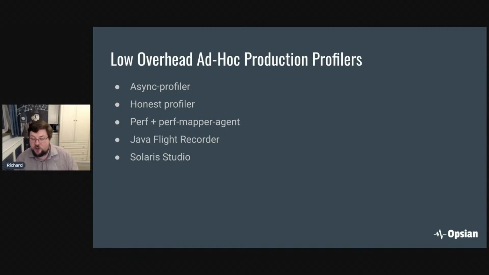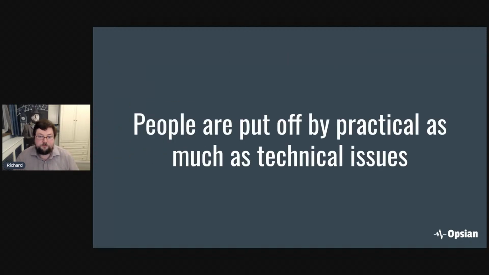There are low overhead open source profilers like Async Profiler, Honest Profiler, and Java Flight Recorder, which in certain JVMs is now open source in newer versions. There are also backports of Flight Recorder to 8. And there's also the Solaris Studio Profiler. These are what we call low overhead ad hoc production profilers. They're low overhead enough for you to use them, but they're still ad hoc in the sense of you having to connect them up to production.